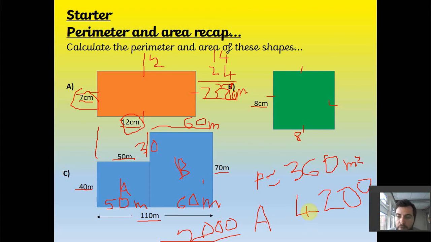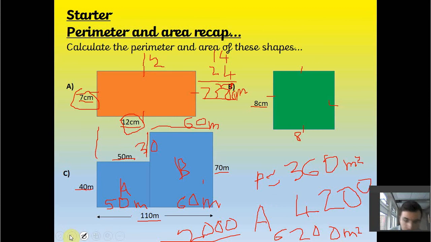If I add them both together, I get a total of 6,200 meters squared. Alright, so that would be your area, and that would be your perimeter.